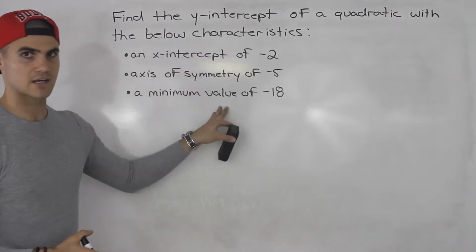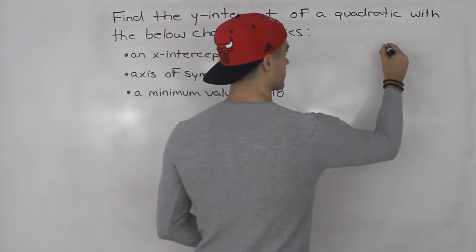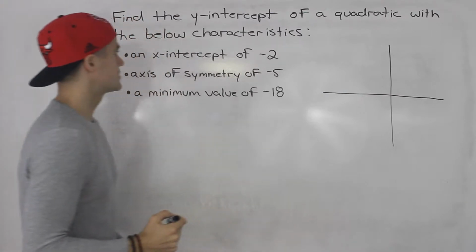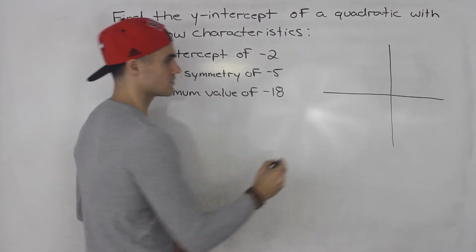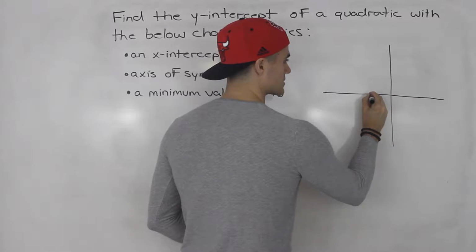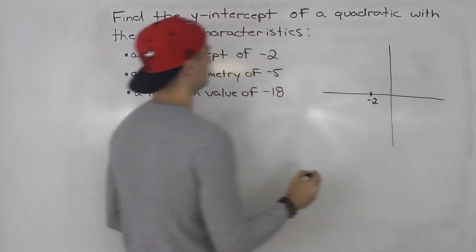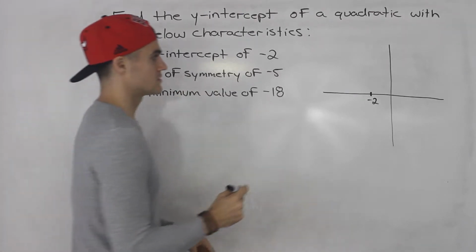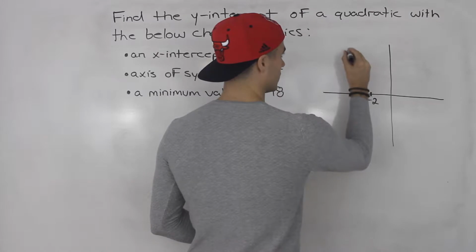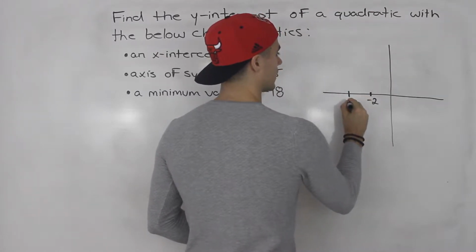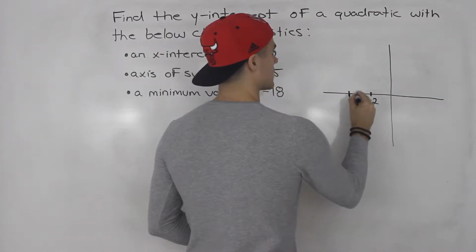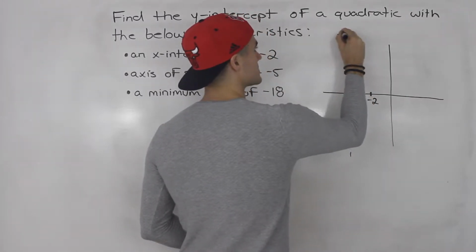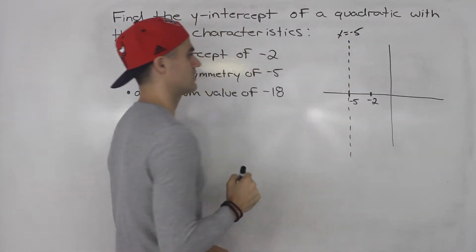First thing I'm going to do is take these characteristics and plot them on a graph. An x-intercept of -2, so we know the quadratic is going to go through here, at -2. It has an axis of symmetry at -5, so the line that's going to cut this parabola in half is this vertical line here at x is equal to -5.